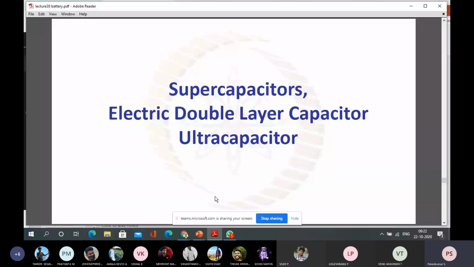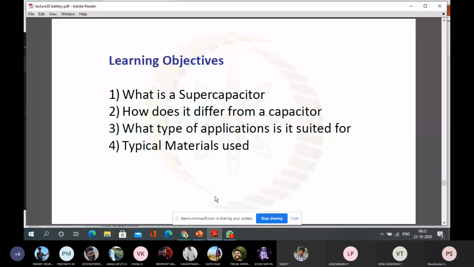But we cannot completely run any vehicle for a very long duration with supercapacitors or ultracapacitors alone. In that case, the capacitor size would be huge. So we'll see what a supercapacitor is, what type of application it is suited for, and the typical materials used.